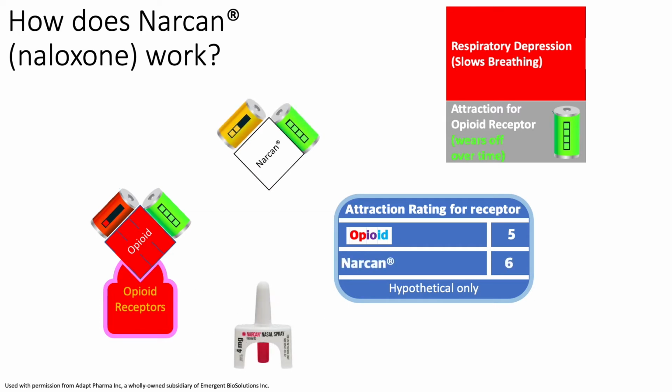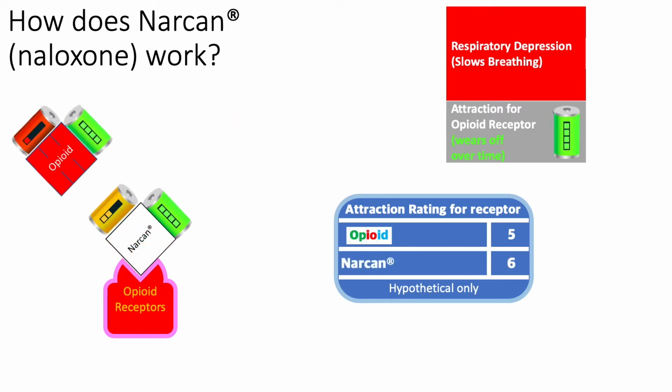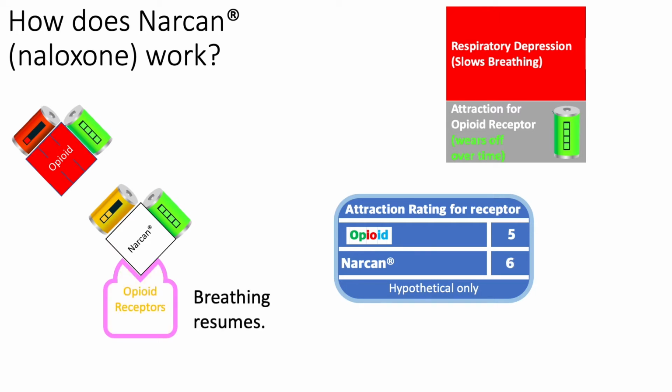Time to give Narcan. Narcan has a higher attraction rating for the opioid receptor than a typical opioid, and so replaces it on the opioid receptor. Here, we can see that Narcan has an attraction rating of 6 and the opioid is 5. Narcan has special capabilities. Even though it binds to the opioid receptor, its only action is to stop the effect of opioids on the neural pathway. When opioid receptors on the breathing pathway are blocked by Narcan, breathing can resume.